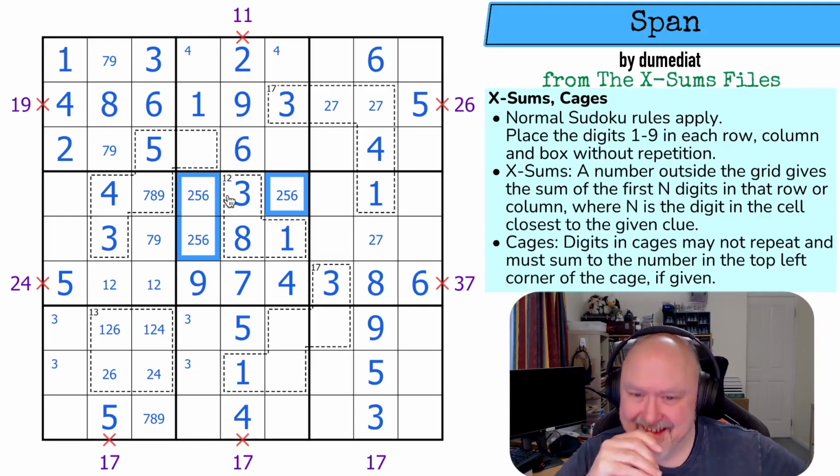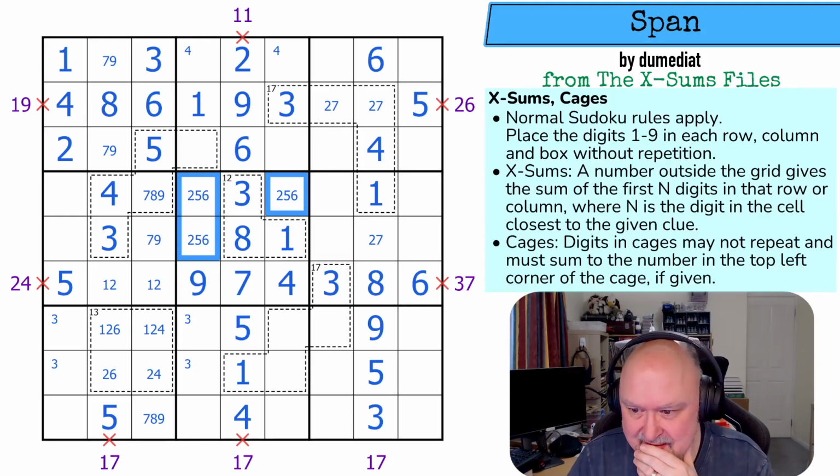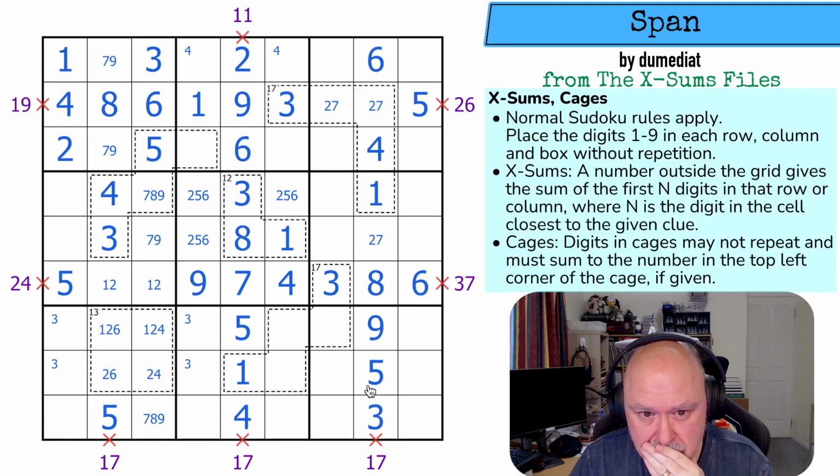Okay. This 17 clue is done, and I've done all the X sums. This cage has no total. This cage is done. This cage is done. This cage is not done. So I need to put a 2 in this cage.